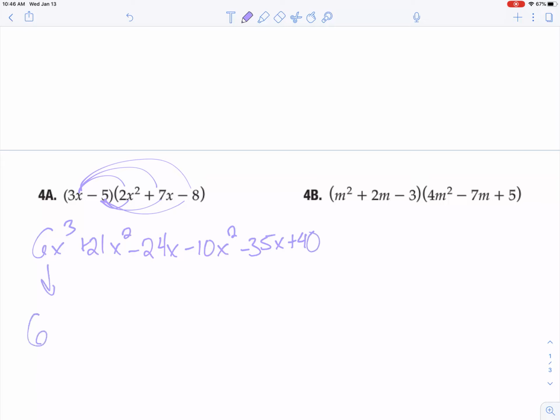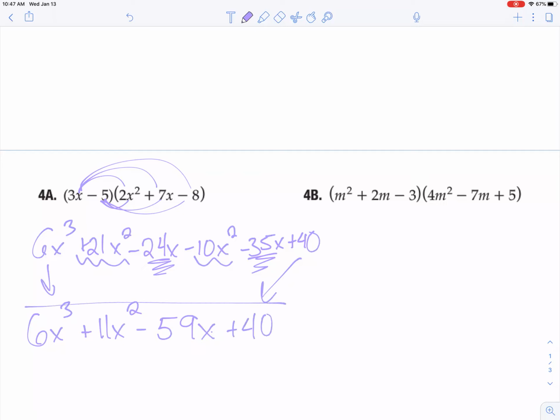There's nothing to combine with the cubed. It looks like I have a 21x squared and a negative 10x squared as far as the squareds go, so that's going to be an 11x squared. How about negative 24x and negative 35x? That's going to add to negative 59x. And last but not least, there's nothing to combine with the 40. Just like that.